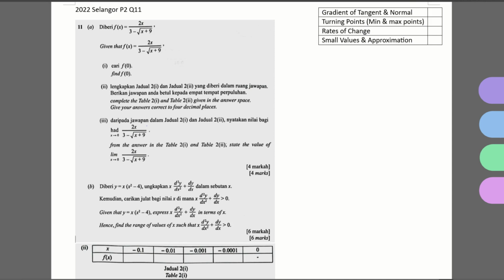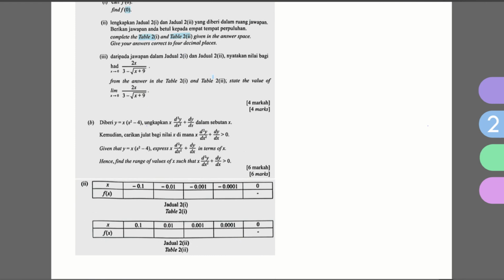Looking at part A, the things we can highlight are, for part 1, this 0. So for part 1, we need to substitute x with 0. And for part 2, you see that there are two tables below, and we need to fill in the blanks and correct our answers to 4 decimal places. And for part 3, we need to find the limit for this function.